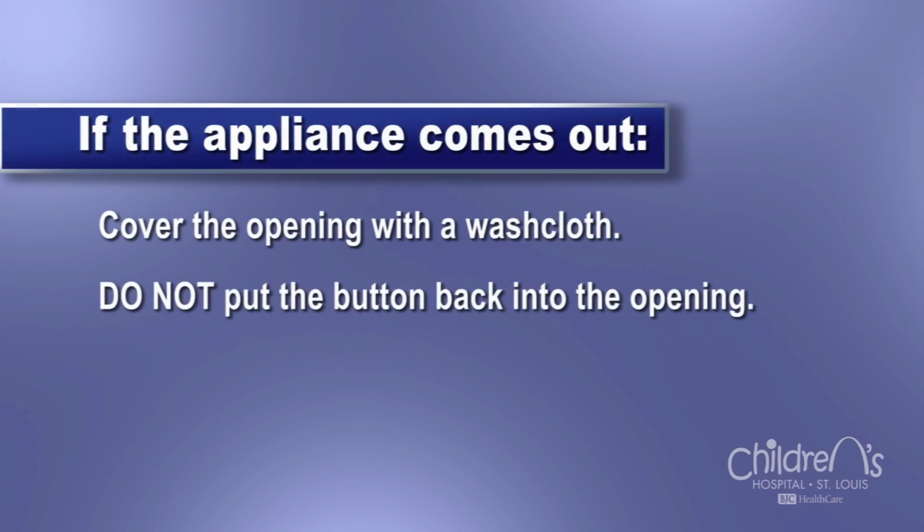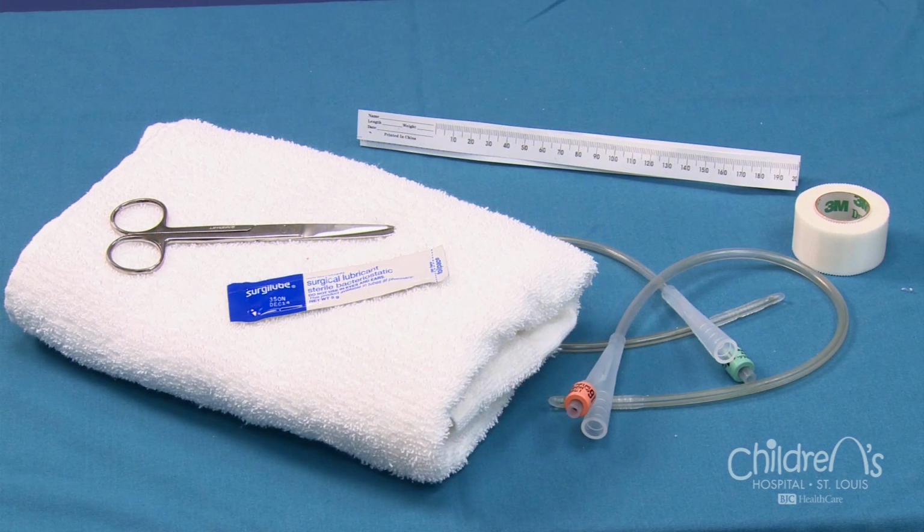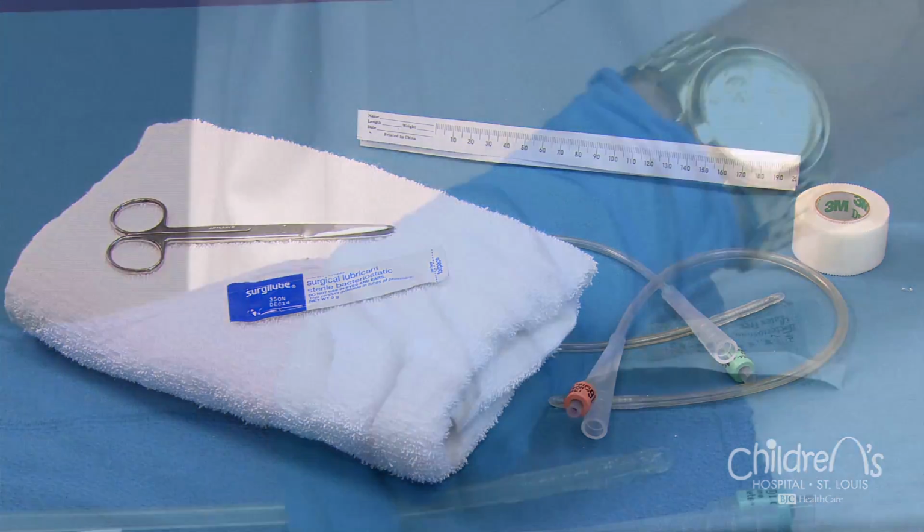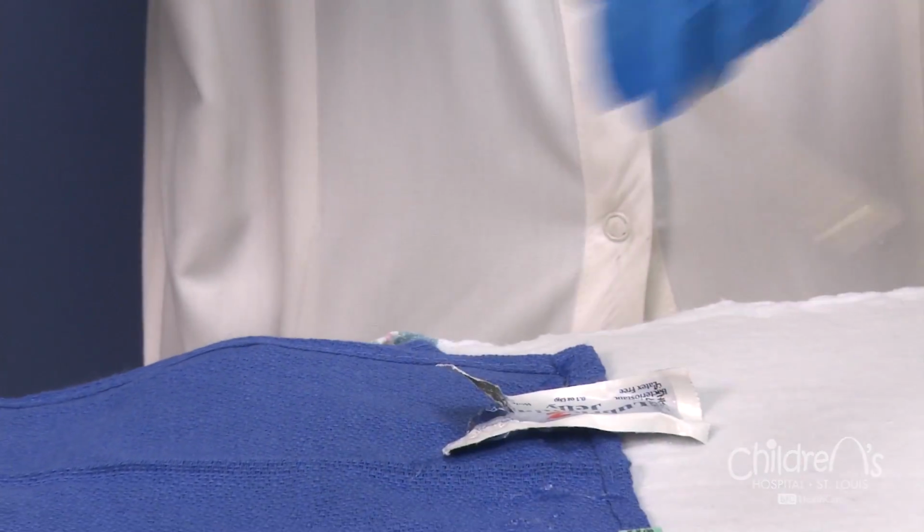When you find your child's gastrostomy appliance has come out, cover the opening with a washcloth. Do not put the button back in. The reason is that the end of the button is blunt, which may push your child's stomach away from the abdominal wall. Next, assemble your supplies. You'll need a Foley catheter, a washcloth, water-soluble lubricant, tape, a measuring device, and scissors. Take a deep breath and try to relax your child. Get the Foley that is the same size as your child's button.